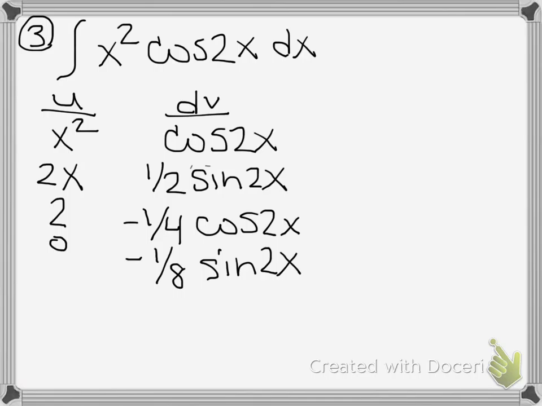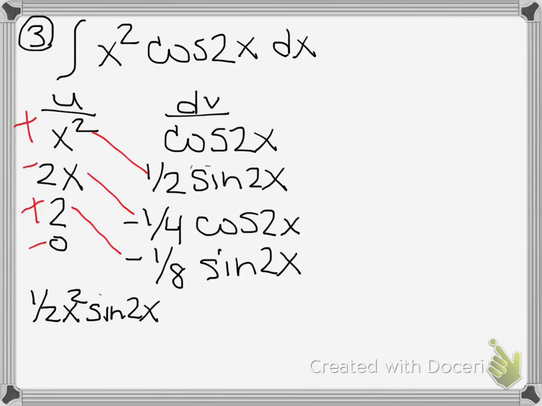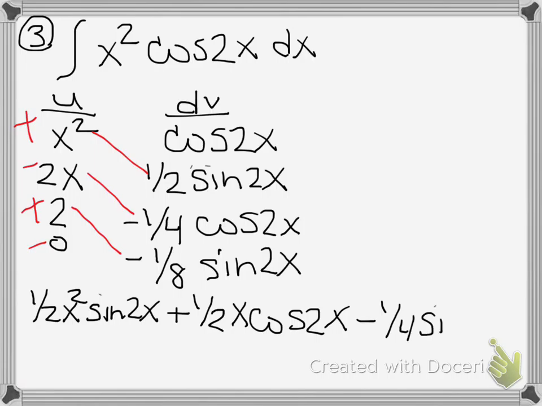Matching up diagonally, alternating signs. Your final answer should be 1/2 x squared sine 2x plus 1/2, because the 2 and the 1/4, x cosine 2x, and then a minus 1/4 sine 2x. Add your constant, call it a day. Hope you did good. Okay?